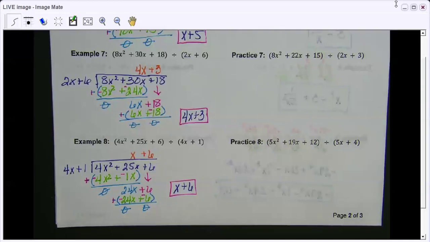Okay, here is example 8. And again, we're not going to do practice 6, 7, or 8 together, but if you need extra practice and you want to come to help class, we can definitely do those together. Questions, comments, concerns? All right. We are going to go ahead and move on to page 3.